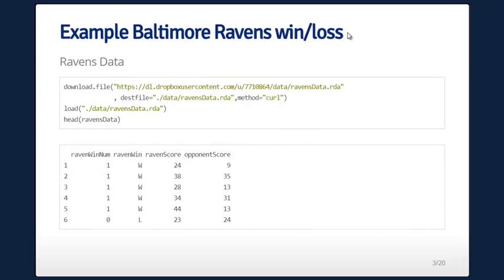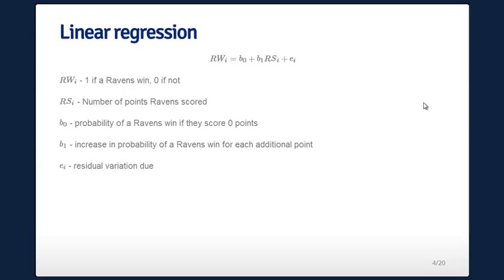So here's the Ravens data. The Baltimore Ravens is an NFL football team located in Baltimore, which is the city that I live in and like very much. So you can get the data here, and you have to load it up by loading the data. And head just prints out the first couple of rows.